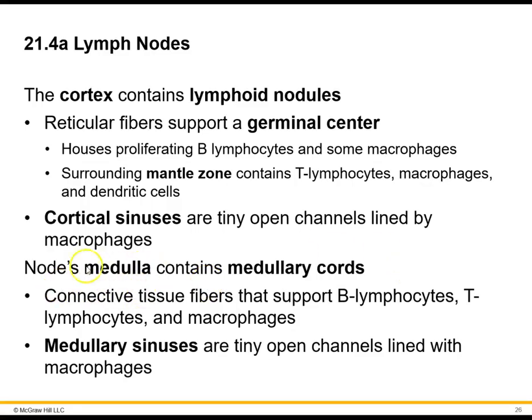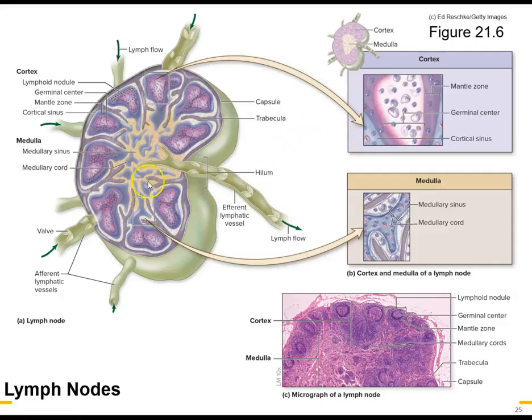The medulla of the lymph node is going to contain medullary cords. These are connective tissue fibers that support B cells, T cells, and macrophages. And then you'll find medullary sinuses, which are tiny open channels lined with macrophages. Okay, so if we zoomed into the medulla, this is what we would see, and we would see a medullary cord surrounded by medullary sinuses.